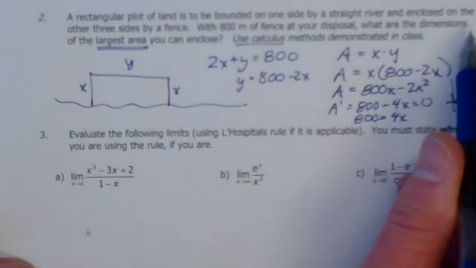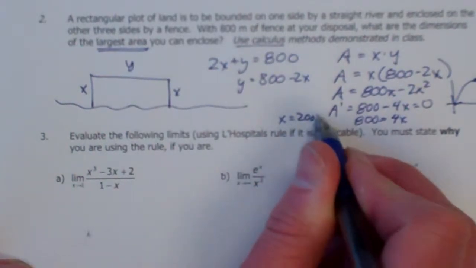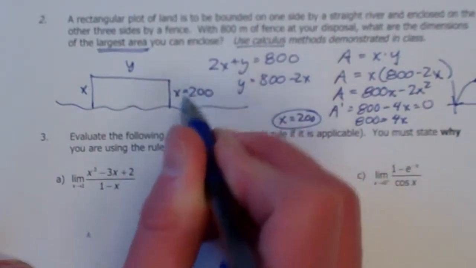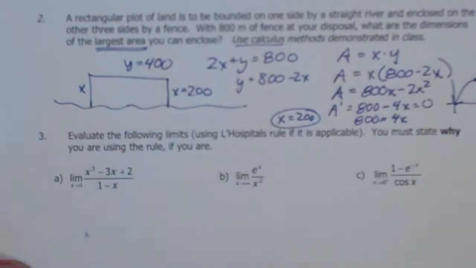So what are the dimensions then? That's going to be x is equal to 200, and y then would be equal to 400, because I'd have 200 in both those places.